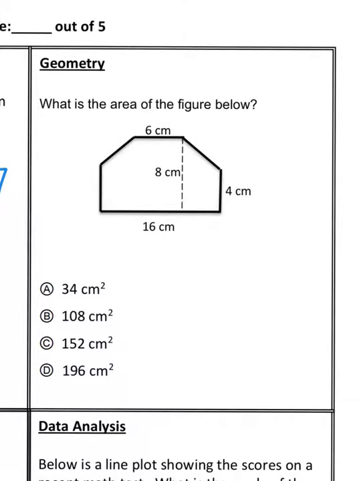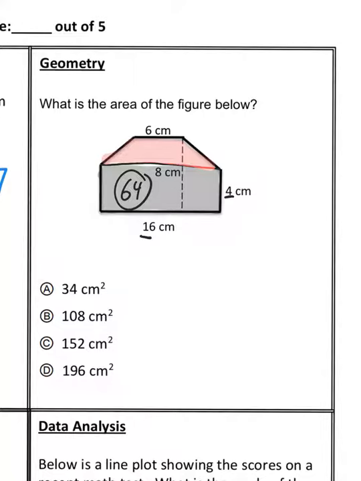Now this one, what is the area of the figure below? I'm going to start by decomposing this. And I'm going to draw a line right here, because that's going to decompose it into a nice rectangle. And rectangles are easy to find the area of. And then I have a nice trapezoid up here. And that's going to need a more complicated formula. So let's start with the rectangle because I don't have to think a whole lot. Remember, length times width, 16 times 4 is 64.